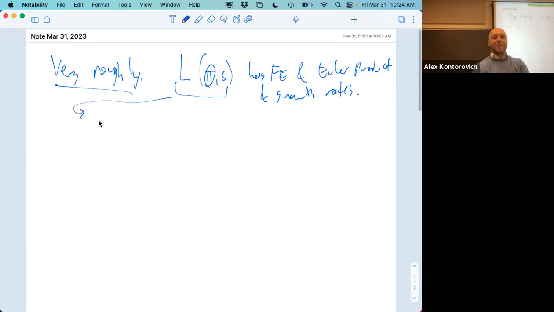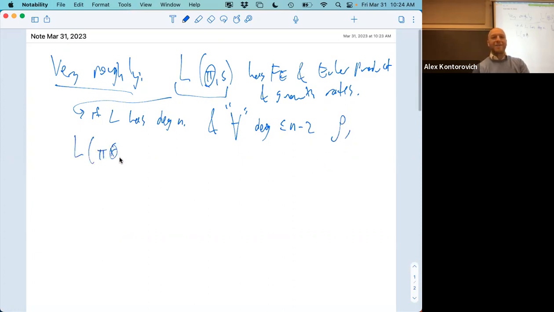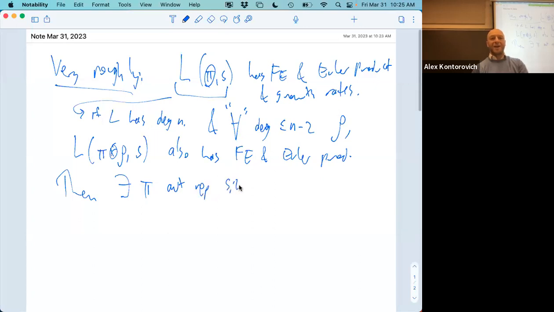But if L has degree n, a degree n Euler product, and for all, in some sense we have to make this precise, representations rho of degree at most n minus 2, it turns out, the Rankin-Selberg L function of pi, the twisted L function by rho, also has a functional equation and Euler product, then there does exist an automorphic representation pi, the real thing, such that the L function of pi is this hypothetical L function.